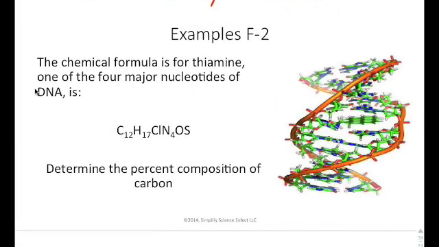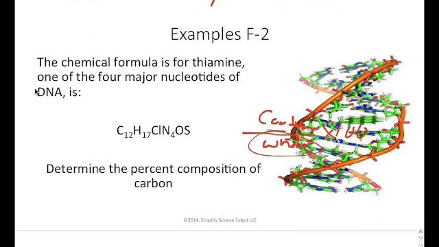In this next one, it says the chemical formula for thiamine, one of the four major nucleotides of DNA, is this. You have C12H17ClN4OS. It says determine the percent composition of carbon. Well, in order to figure out the percent composition of carbon, you really need to take the part of carbon, divide it by the whole, and multiply it by 100. That's how you find the percent of anything. Part divided by the whole times 100. So that makes finding the whole the biggest key part of this particular question.